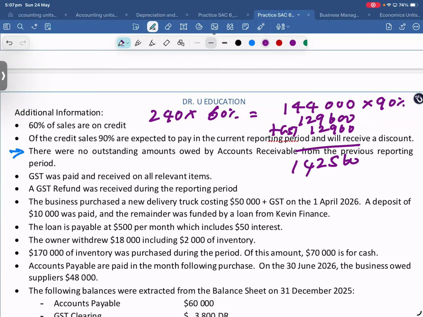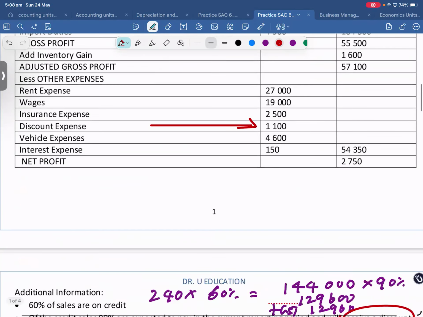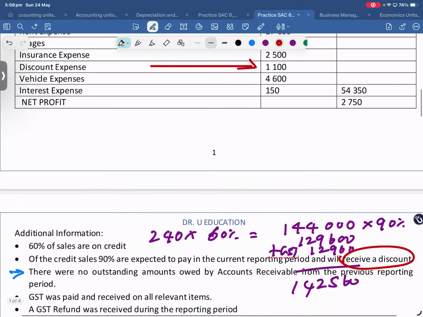Okay, 142,560 is the cash receipts from accounts receivable. Yes, agree? Wrong. A discount? See? So the discount they haven't said. But then we can find the discount where? In our income statement. Discount: 1,100. Okay, 1,100. Then subtract 1,100, guys.